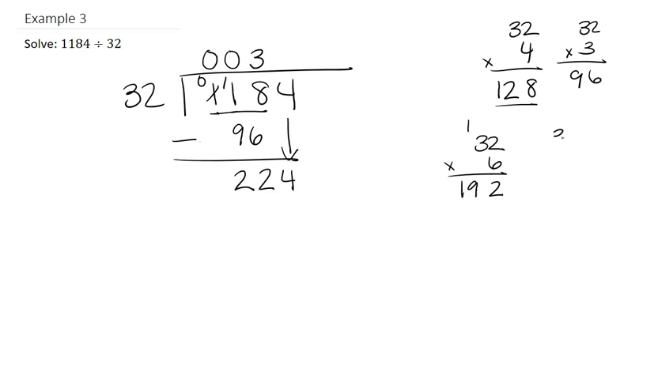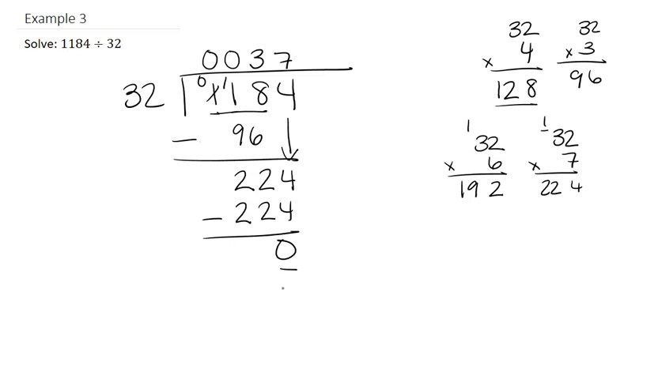Let's go ahead and do the next number, 32 times 7. 2 times 7 is 14, carry the 1. 3 times 7 is 21, plus this 1 is 22. So 32 can go into 224 exactly 7 times. So we go ahead and put 224 below. We subtract and we get 0. So we are done when we reach this 0, and we're done with all the numbers on the top. So we have 37 as our final solution.